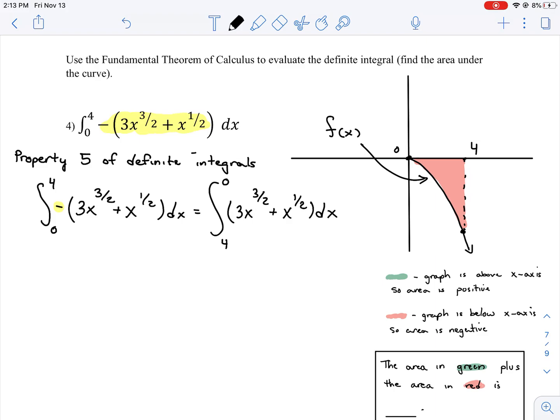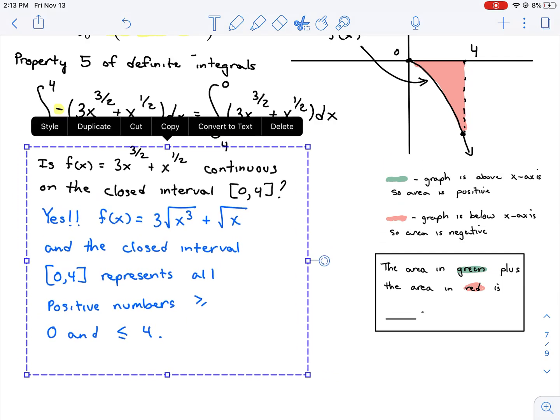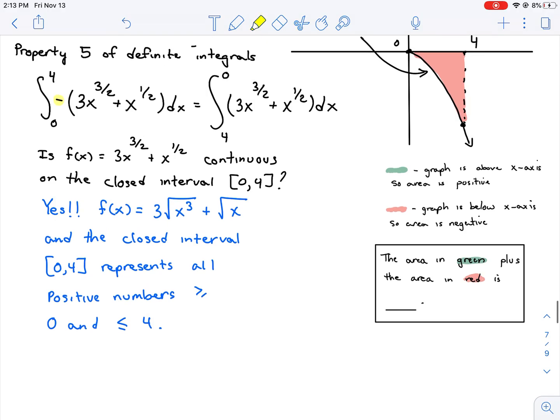Now you don't have to do this, it just makes it easier to work with when we apply the Fundamental Theorem of Calculus. Okay, so now that we have that, we want to answer the question, is f of x continuous on the closed interval 0 to 4? And the answer to that question is yes, because f of x is the sum of two square root expressions. And you could take the square root of all positive numbers, and you could take the square root of 0. So that means the graph of f of x is not going to have any holes or jumps or gaps. It is going to be continuous.